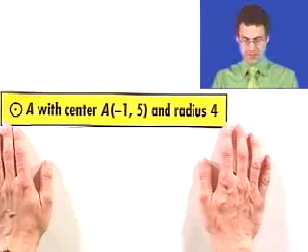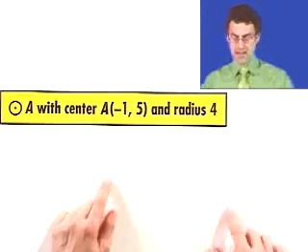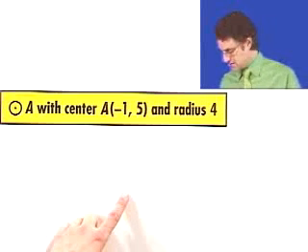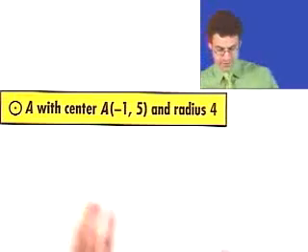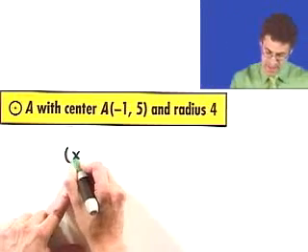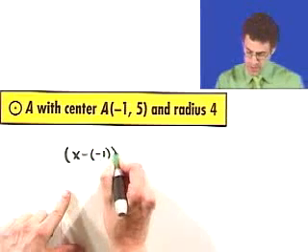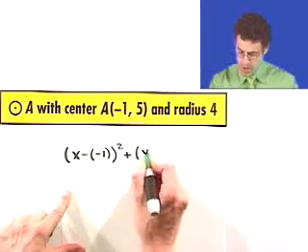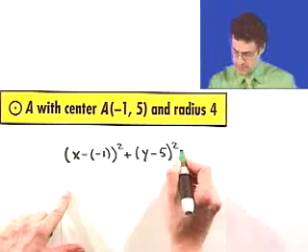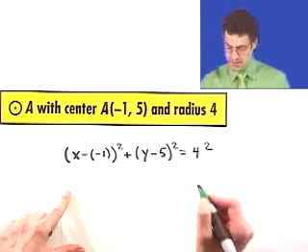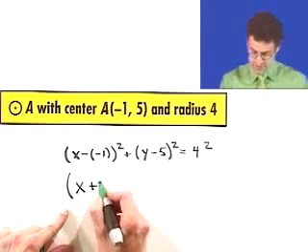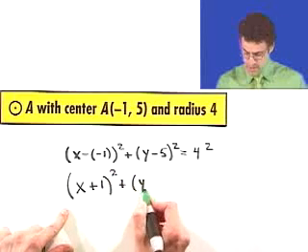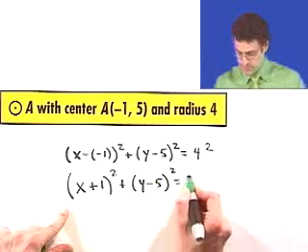Here's a question I want us to consider. Let's write the equation of the circle A that's centered at A, which is negative 1, 5, and has radius 4. Well, not too hard to do. We follow the template and say, okay, x minus negative 1 all squared plus y minus 5 all squared equals 4 squared. And we could simplify this a little bit because a negative times a negative is a positive. So (x plus 1) squared plus (y minus 5) squared equals 25.